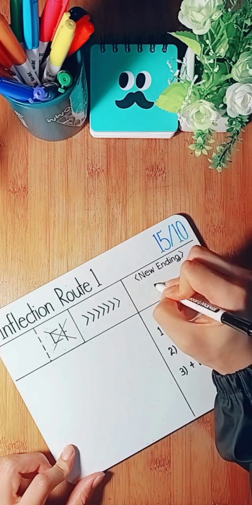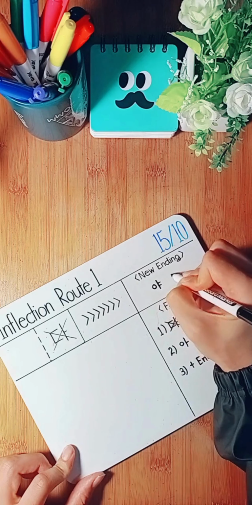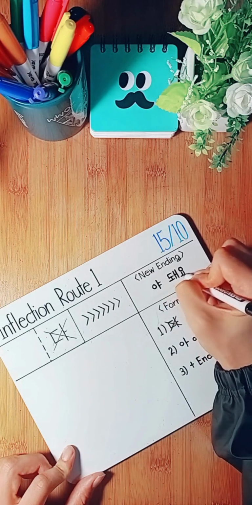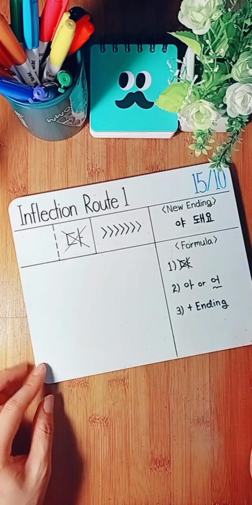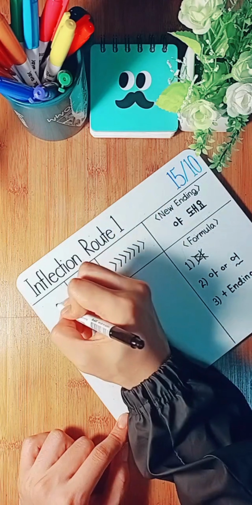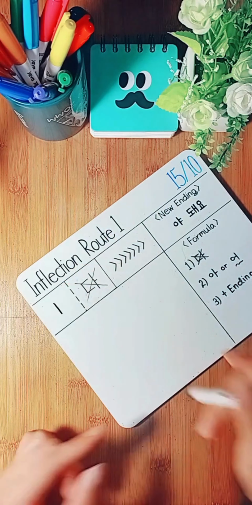Okay, so the have to ending, 야 돼요, right? Oops, this is a different type of marker, but still, I think it'll work. 야 돼요. It belongs to inflection route number 1, so let's apply the rules of inflection route number 1. What are the rules then?